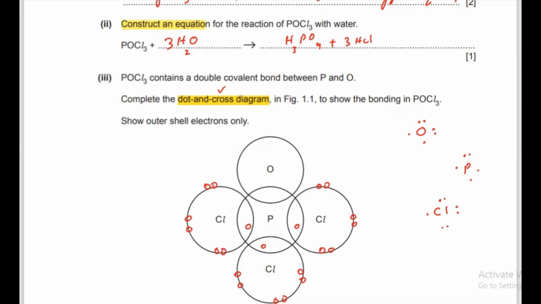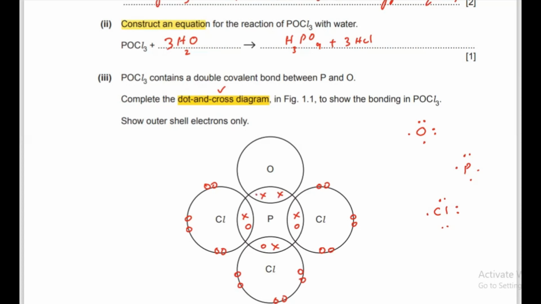Now, this phosphorus can make definitely a single covalent bond with this chlorine. So the phosphorus electrons now 1, 2, 3. Phosphorus has 5 electrons, 3 are busy with the chlorine. So it has 2 more electrons. So the 2 more electrons, definitely they can form a double covalent bond with oxygen.